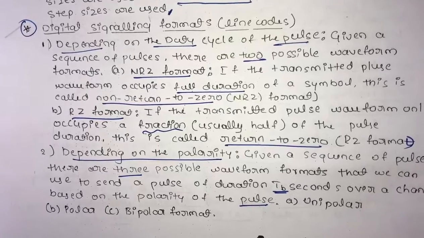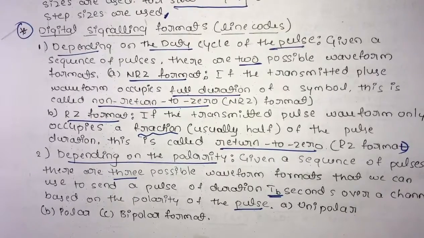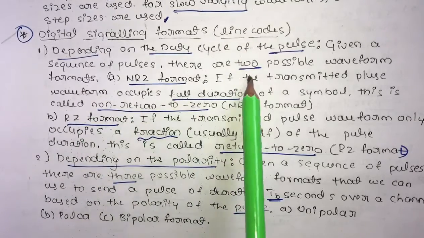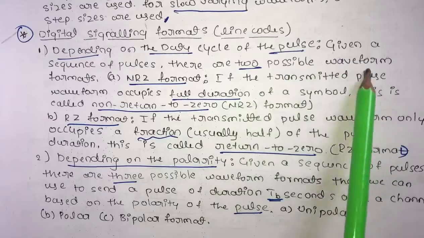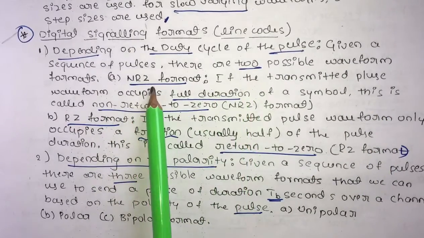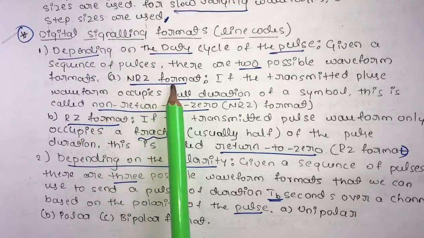Hello students, the next topic is digital signaling format, that is regarding line codes. Number one, depending upon the duty cycle of the pulse, how it is classified. Given the sequence of pulses, there are two possible waveforms: one the NRZ, and the other RZ. NRZ means non-return to zero format.